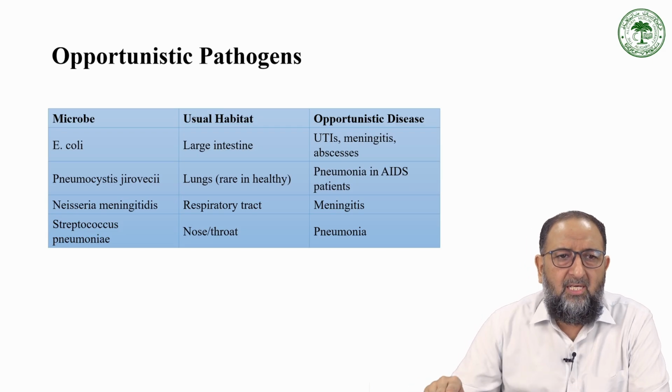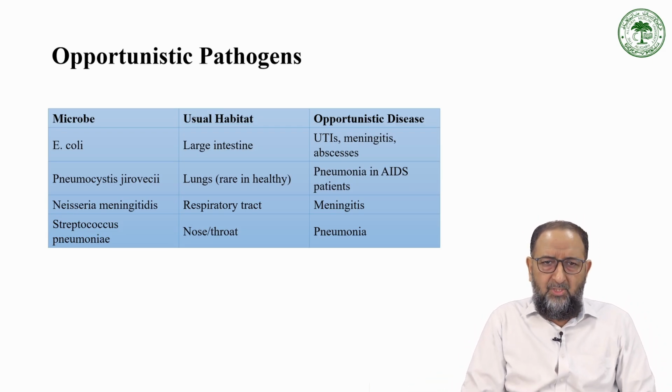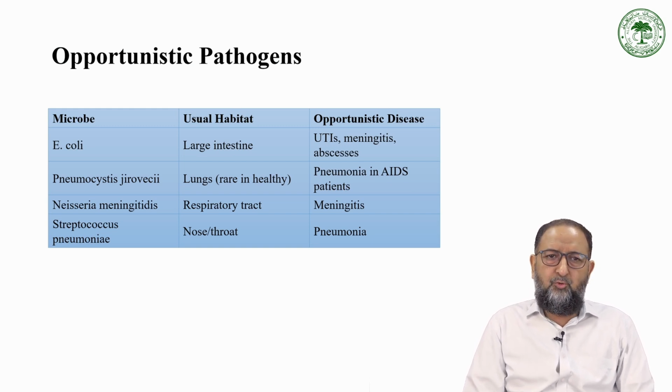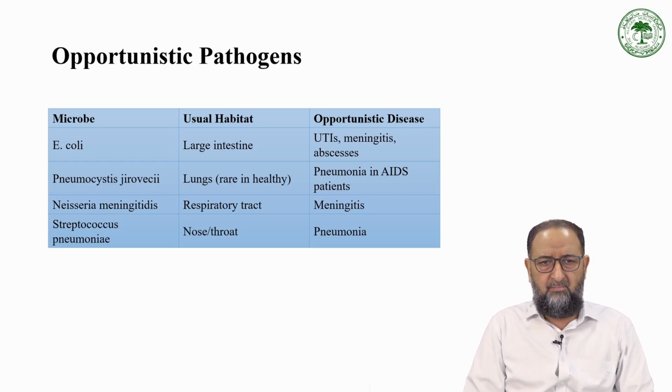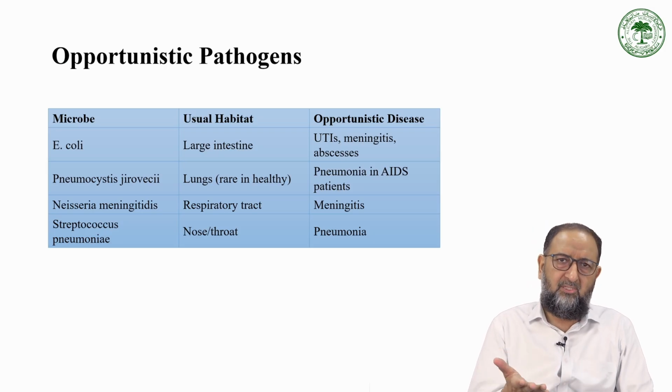The opportunistic pathogens are described by microbe, usual habitat, and opportunistic disease. E. coli is a microbe, that is a bacterium. Its usual habitat is the large intestine, the colon, and the opportunistic diseases are UTI, meningitis, abscess. Pneumocystis jirovecii is a pneumonia-causing microbe present in normal healthy lungs, and it causes pneumonia in AIDS patients, because in AIDS patients it may grow fast and escape the host immune system because of the weak or suppressed immune system.